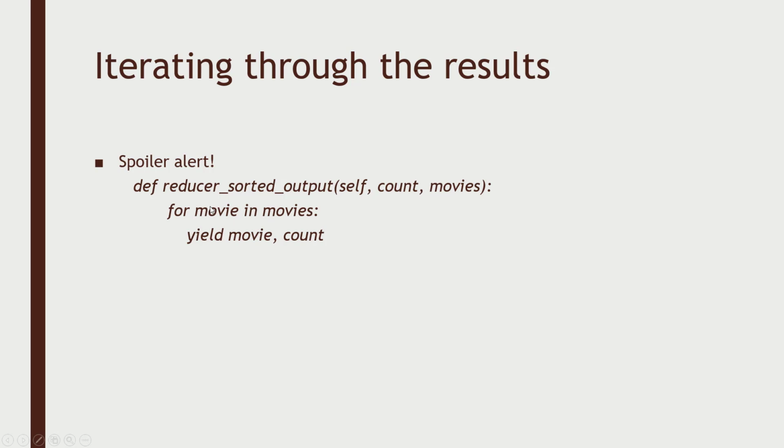So what we're going to do is say for movie in movies. That means that for every movie in the movies iterable list, we're going to go through them one at a time and assign each individual movie to a variable called movie. And then we will yield the individual movie in that list and the count of how many times that movie occurred. And that will be our final output for this challenge.